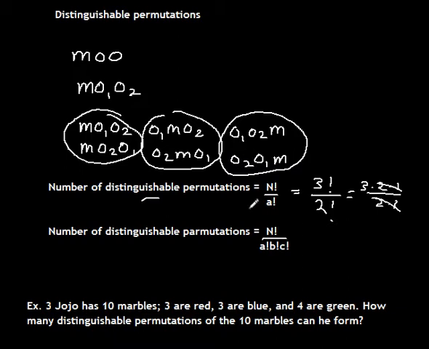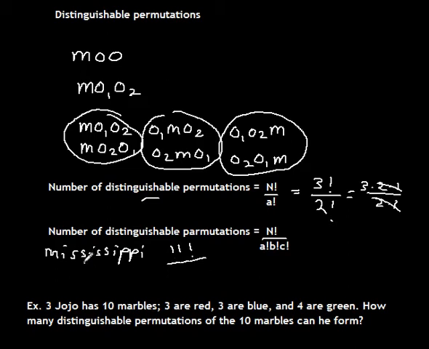Now sometimes you're going to have more than 1 letter that repeats. So if we had something like, I can't even think of a word that repeats, Mississippi. If we had Mississippi, M-I-S-S-I-S-S-I-P-P-I, and we wanted to find the number of distinguishable permutations, we'd have to count the letters. 1, 2, 3, 4, 5, 6, 7, 8, 9, 10, 11. So 11 letters. And then we have our repeating ones.